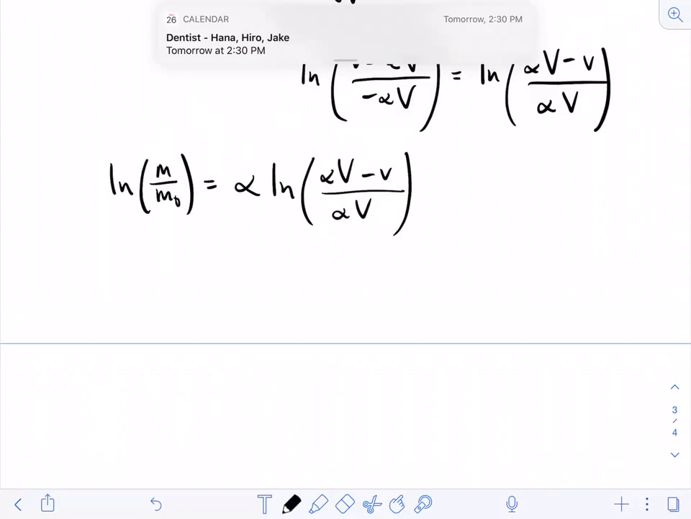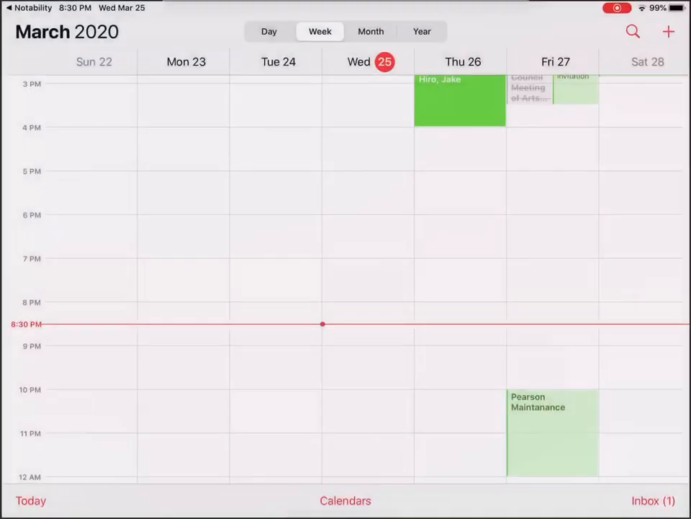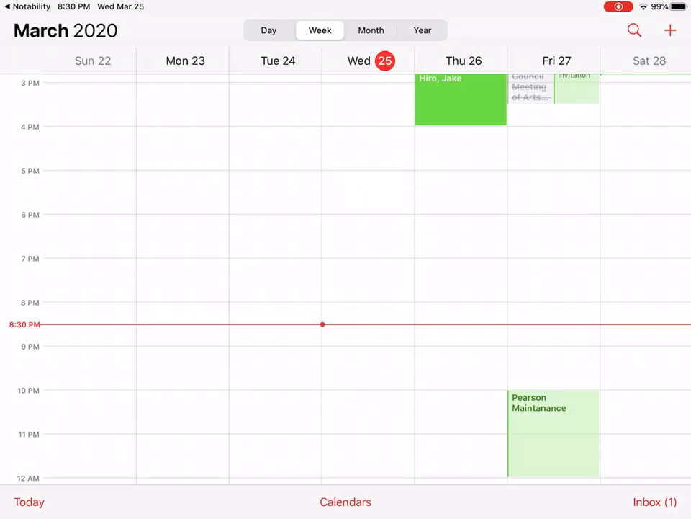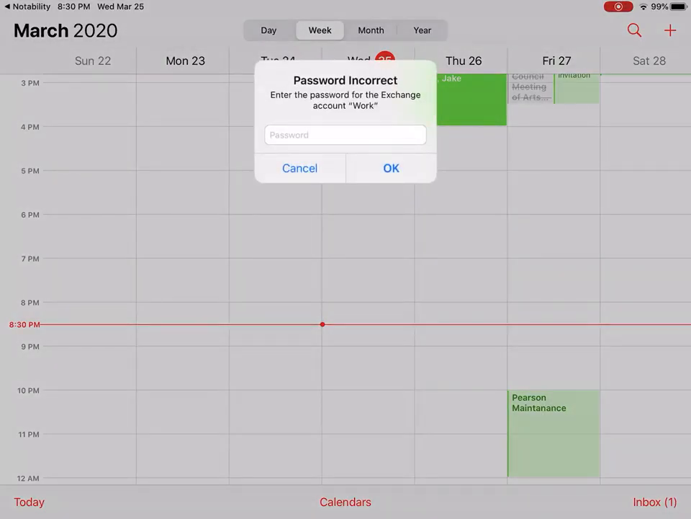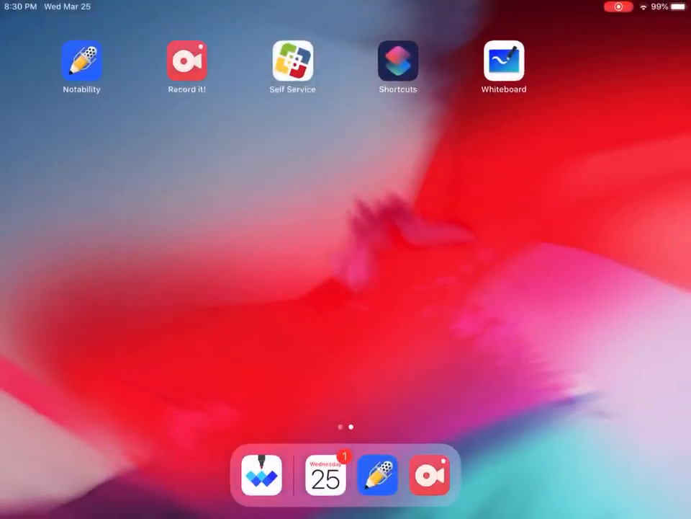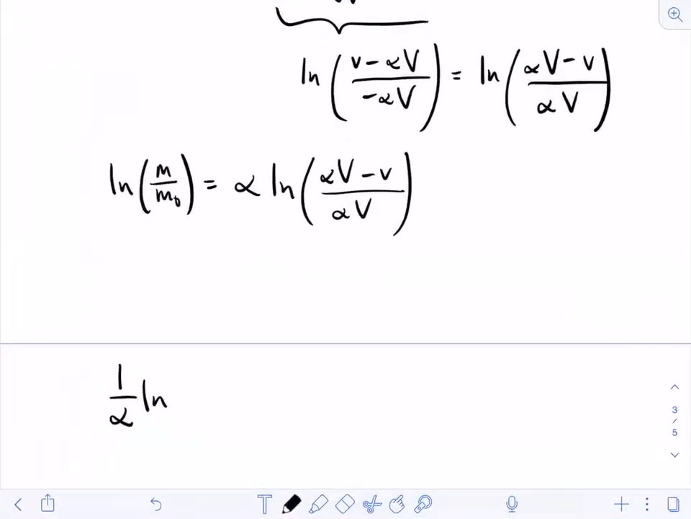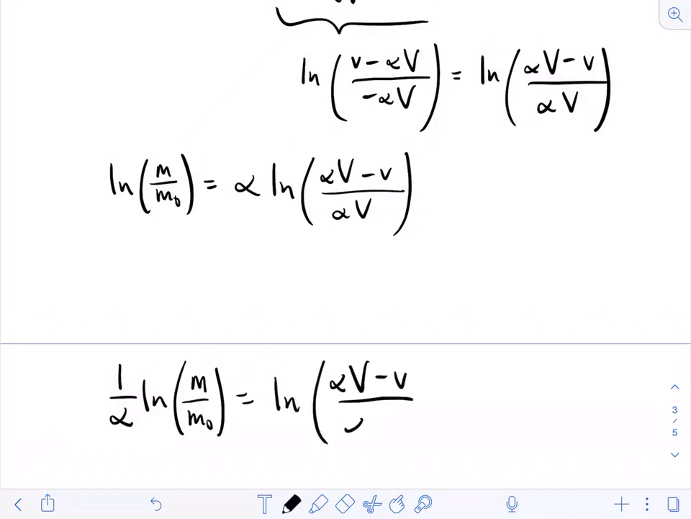Let's divide by alpha. I don't know how to get rid of this notification. Sorry, that dentist appointment is canceled. Our dentist is closed. Okay, so where were we? We were dividing by alpha: (alpha V minus v) over alpha V.